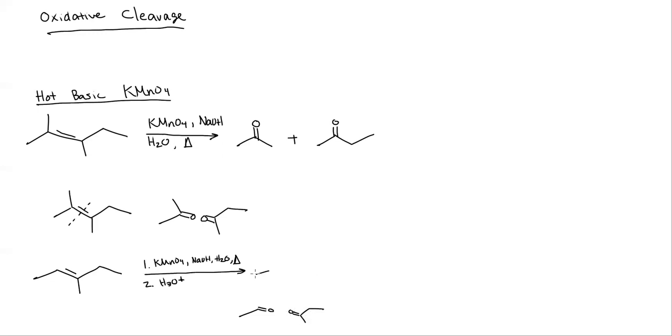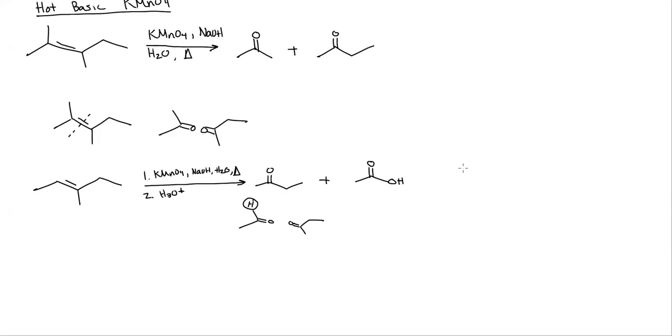So this ketone is going to stay. But you'll notice that this is an aldehyde, right? I have a hydrogen here. This is an aldehyde. So hot basic potassium permanganate is a very strong oxidizing agent. So what it's going to do is it's going to take this hydrogen and oxidize it further into an OH. So I don't get an aldehyde in this case. I get a carboxylic acid. So this is going to get oxidized into a carboxylic acid. Okay, so we have a ketone and a carboxylic acid. All right.